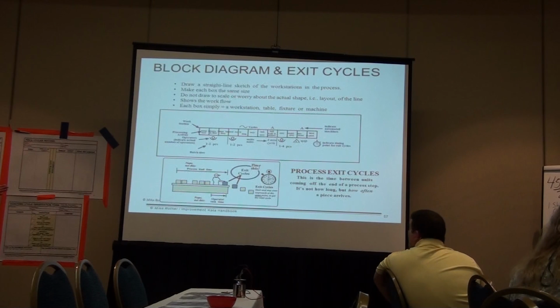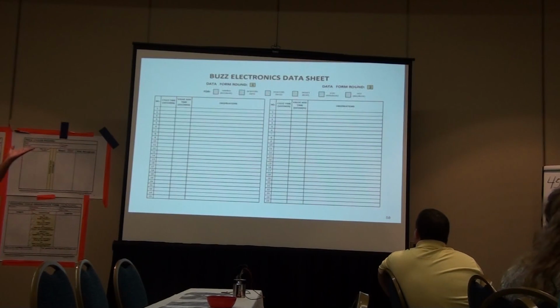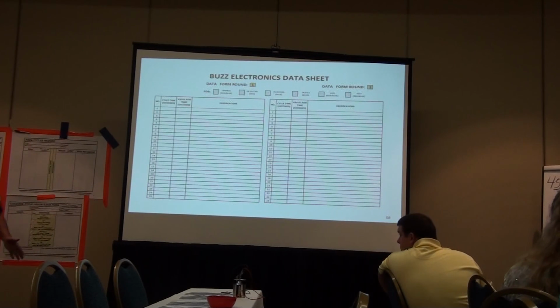We're processing exit cycles, how often the piece falls off the line. We're not looking at this initially, not the lead time. So, how often these pieces drop off the line. The time between the coming off and the end of the next process. Not how long, but how often. We'll render that stuff into this chart.